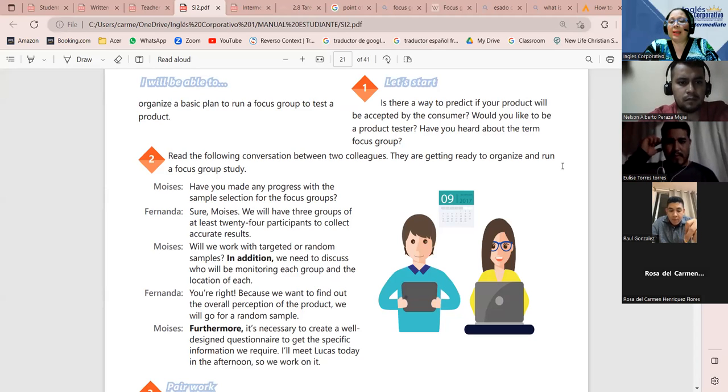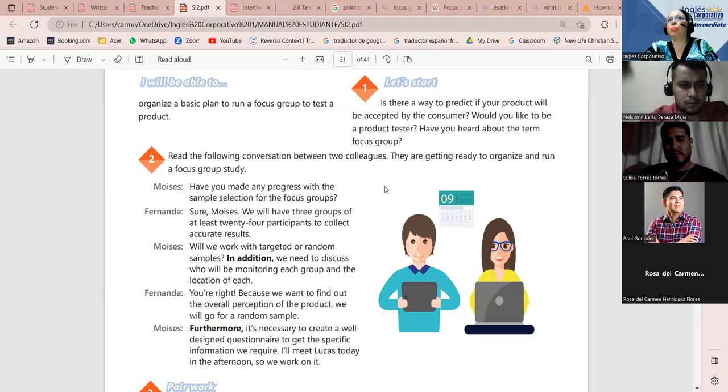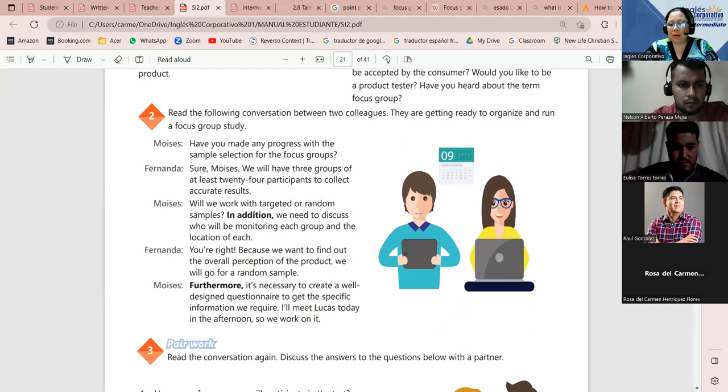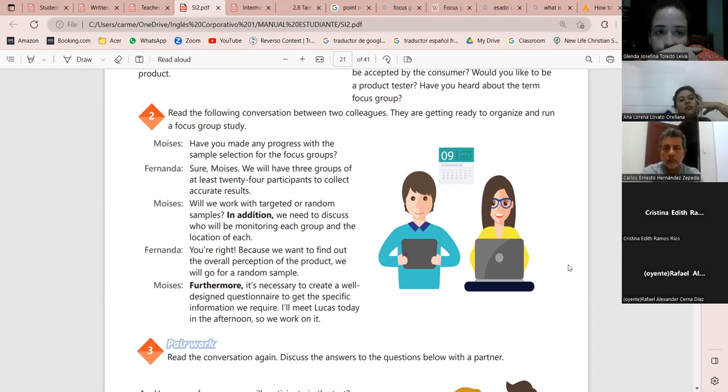We were talking about that. This is a research method, right? The focus group is a research method. Y podríamos decir que es como para predecir o darnos cuenta de primera mano la reacción y la opinión del cliente con mi producto, ¿verdad? Entonces, vamos a ver acá. Moisés and Fernanda are talking. A ver, Ulises sea Moisés. And Fernanda will be Glenda.